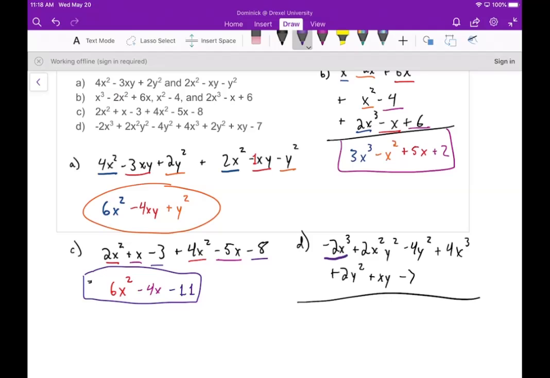First, we'll look at the first term. Do we have any other x to the third terms? It looks like we have this one. So if we combine those two, we'll get a 2x to the third. Then let's see, do we have any other x squared y squared terms? In this case, it does not look like it. So here, we're just going to carry down x squared y squared.